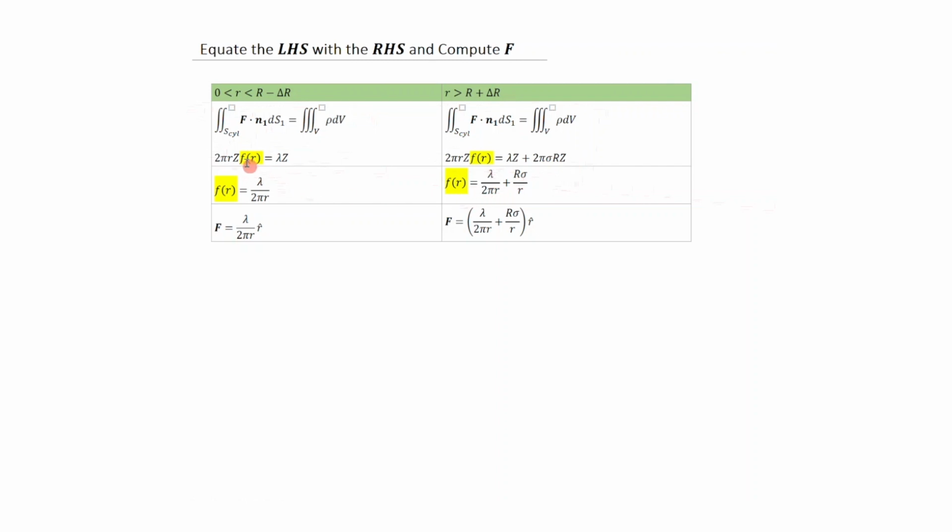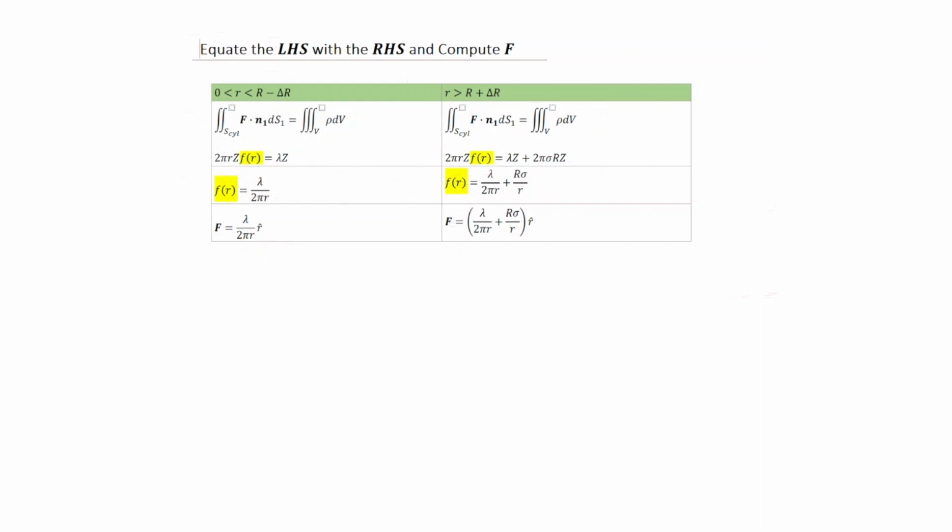And so here we can solve for F of r, dividing through by 2 pi r capital Z on this side, and 2 pi r z also on this side. We know this is the magnitude of the field, and we know the direction is in the radial direction, so we can write out the vector expression as F equals lambda over 2 pi r, r hat, for the condition 0 less than r less than capital R minus delta R, and for the condition r greater than capital R plus delta R, the field is basically the magnitude here times the r hat vector.